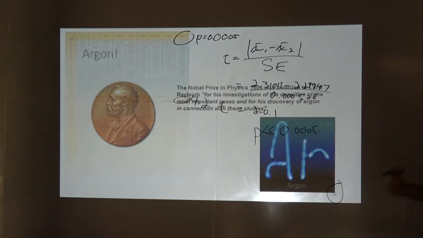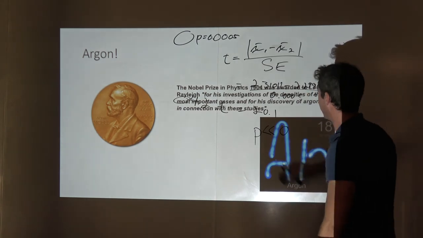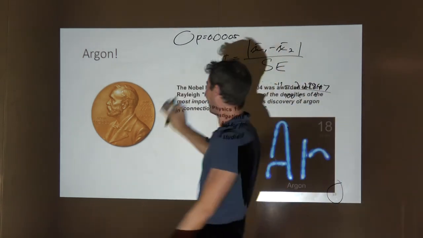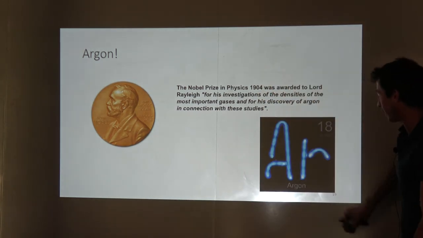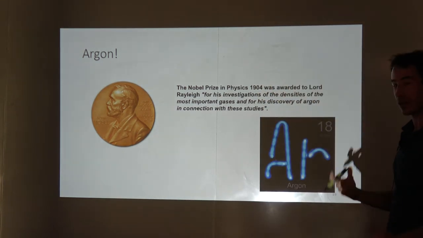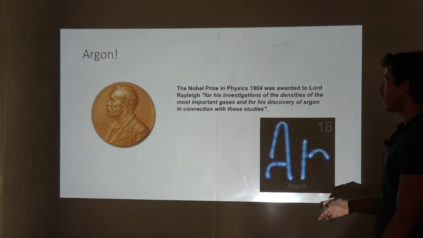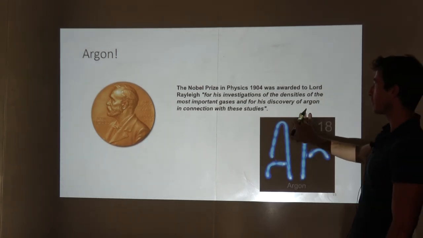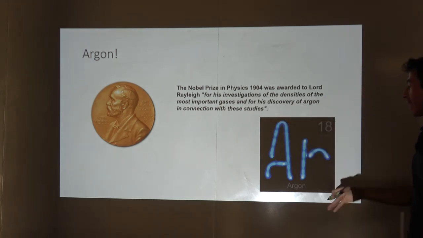And so that is how people learned that there was argon in the atmosphere. Isn't that amazing? That was what led to the discovery of argon, because argon is 1 or 2% of the atmosphere, but it weighs a lot more. And so he won the Nobel Prize in Physics for discovering the densities of these gases and discovering that argon was present in the air.